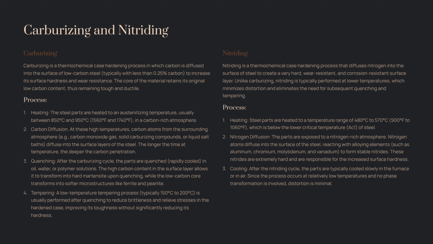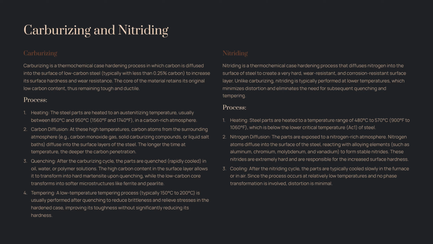Nitriding. Nitriding is a thermochemical case hardening process that diffuses nitrogen into the surface of steel to create a very hard, wear-resistant, and corrosion-resistant surface layer. Unlike carburizing, nitriding is typically performed at lower temperatures, which minimizes distortion and eliminates the need for subsequent quenching and tempering.